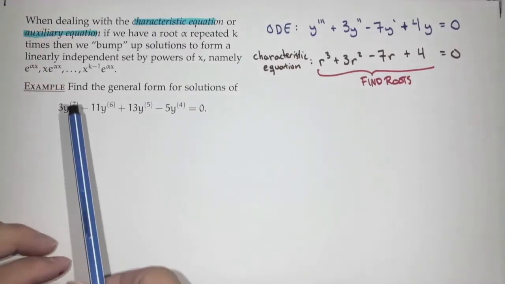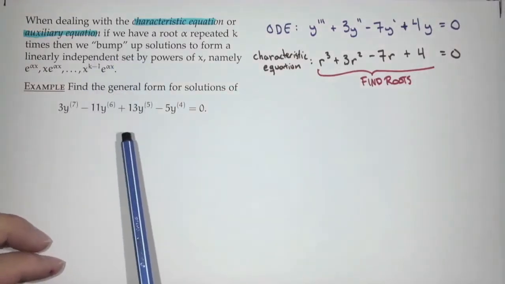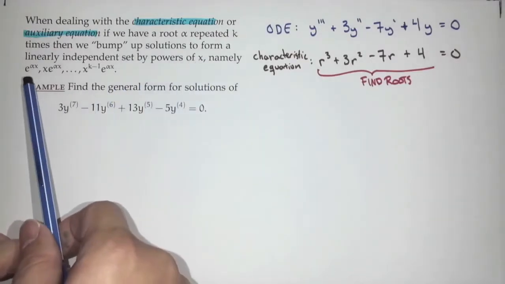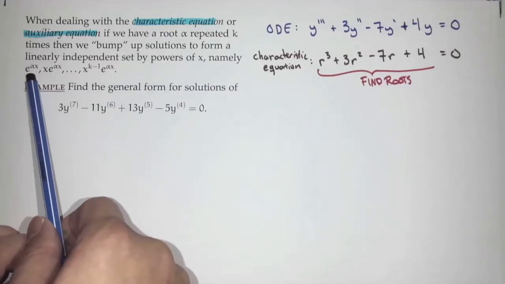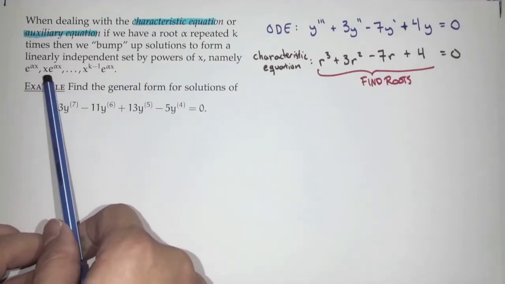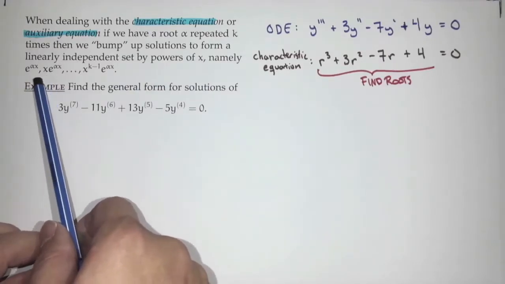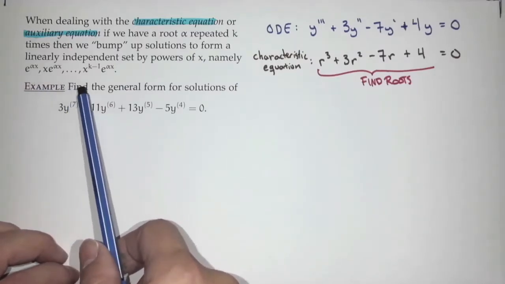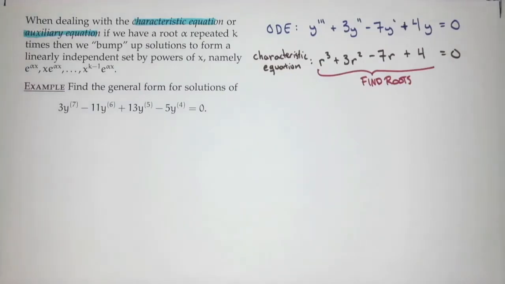The way we do something is bump it up. And how do you bump it up? You work through powers of x in front. The first root will be e to the alpha x. The second, add an x in front, x e to the alpha x. The next one, x squared e to the alpha x, and so forth and so on. So that's what we do if we have repeated roots. That's the rule. Now, let's do an example.